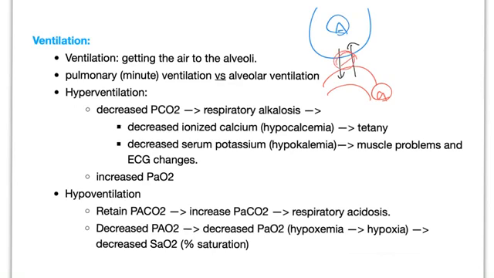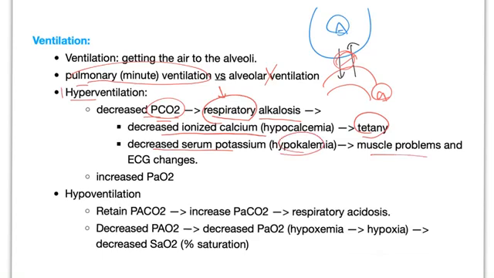Hyperventilation is when you do like this. This decreases the PCO2. And when I say hyperventilation, I mean hyperpulmonary ventilation, not the alveolar one. You're washing out CO2, we get it. CO2 is an acid. When you lose an acid, it's a state of alkalosis, called respiratory alkalosis, because it's the lungs' fault. This can lead to decreased ionized calcium, leading to tetany, and it can also lead to decreased serum potassium, hypokalemia, muscle problems, and problems on the EKG.